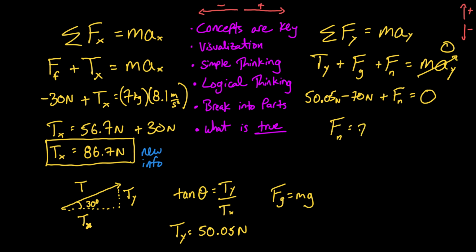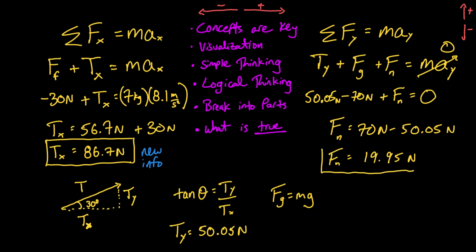So we get 70 newtons minus 50.05, and you get about 20 newtons or so, or 19.95 newtons. Yeah, I think I got that right. Cool, put a box around that.